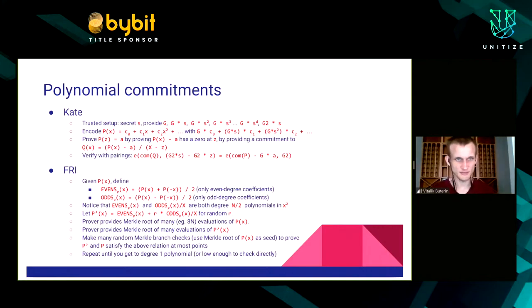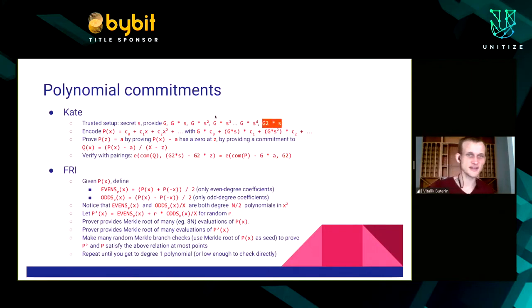So, KZG commitments. Basically the idea here is that you have a trusted setup, and this is all done with elliptic curve points. You have a secret number S, and your setup consists of a bunch of points. You have the generator G, then G times S, G times S squared, G times S cubed, and so on, all the way up to G times S to the D. And you have G2 times S, which is in the G2 group.